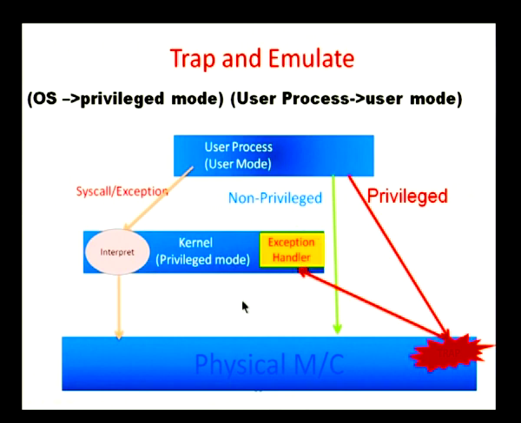So, the system calls are sent through the kernel of the operating system to invoke the physical machine. A non-privileged instruction does not have any problem. Whenever you have a privileged instruction, it is trapped, and if the exception handlers are available, the kernel will automatically interpret it and in turn invoke the physical machine's activity. So, this is the concept of trap and emulate.